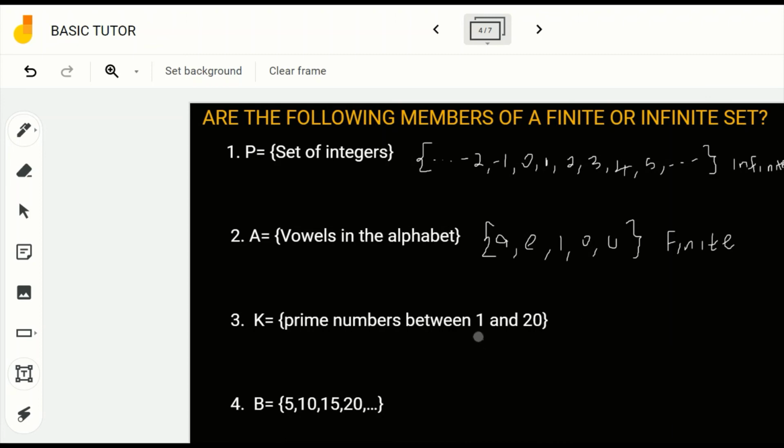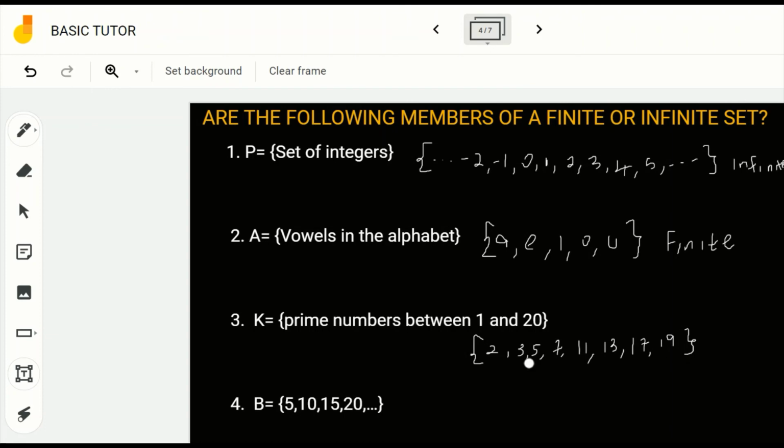So I open my brace. Prime numbers between 1 and 20, we have 2, we have 3, we have 5, we have 7, we have 11, we have 13, we have 17, and we have 19. So these are the prime numbers between 1 and 20.